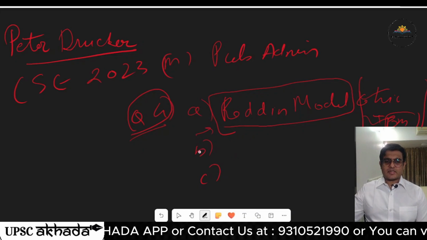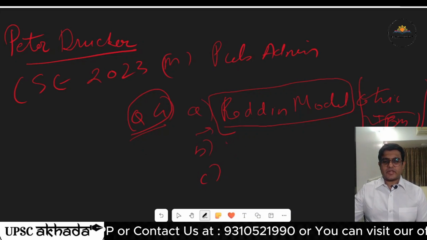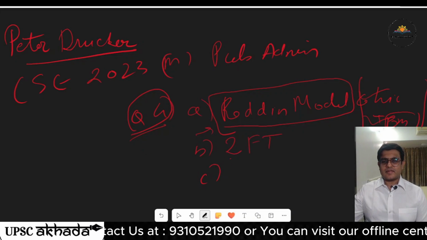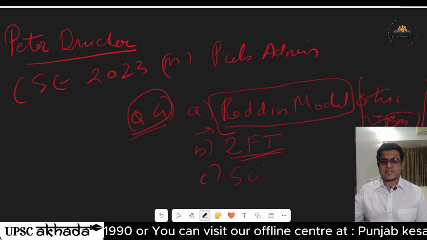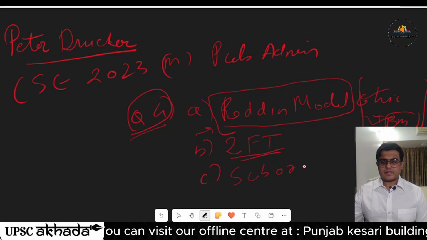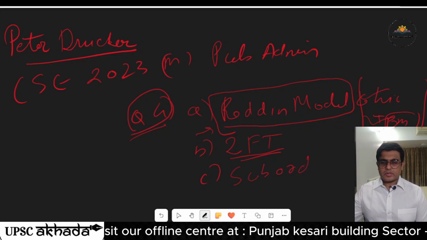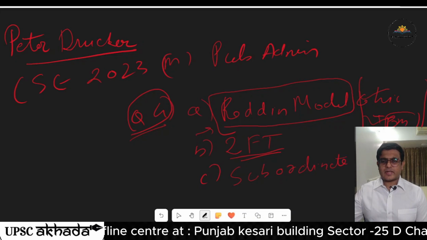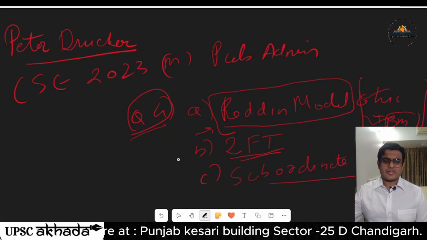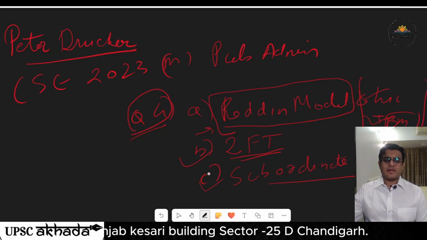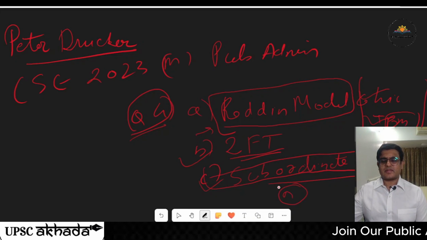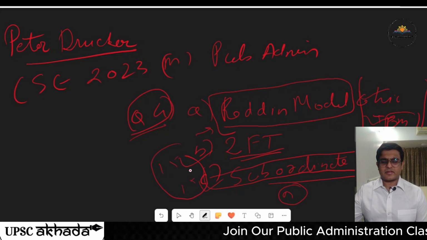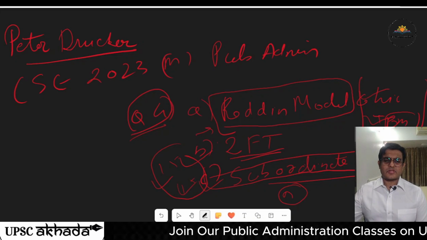But see question B and C. Question B was two-factor theory, and question C was subordinate legislation, or delegated legislation. Now these two questions are very simple, and these have been asked by UPSC a number of times already. So 15 marks and 15 marks, so you can maximize out here. Very doable questions, these two.